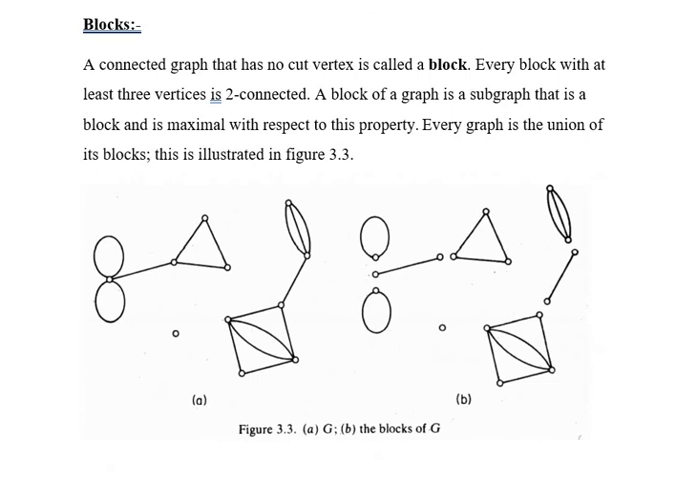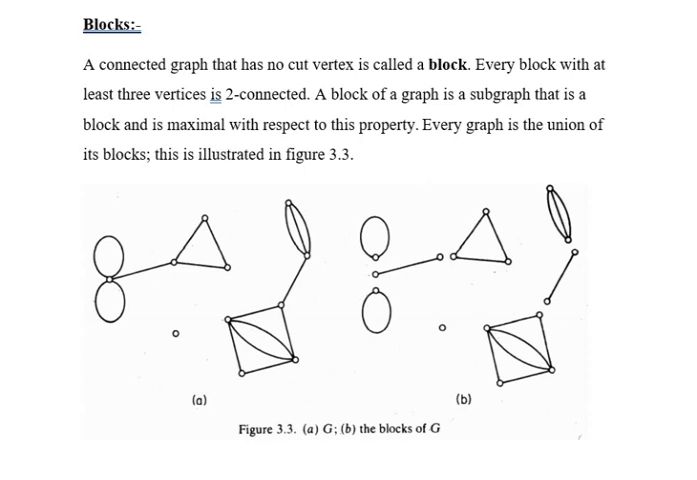Next is blocks. A connected graph that has no cut vertex is called a block. Every block with at least 3 vertices is 2 connected. A block of a graph is a subgraph that is a block and is maximal with respect to this property. Every graph is the union of its blocks, which is illustrated in the example given here.